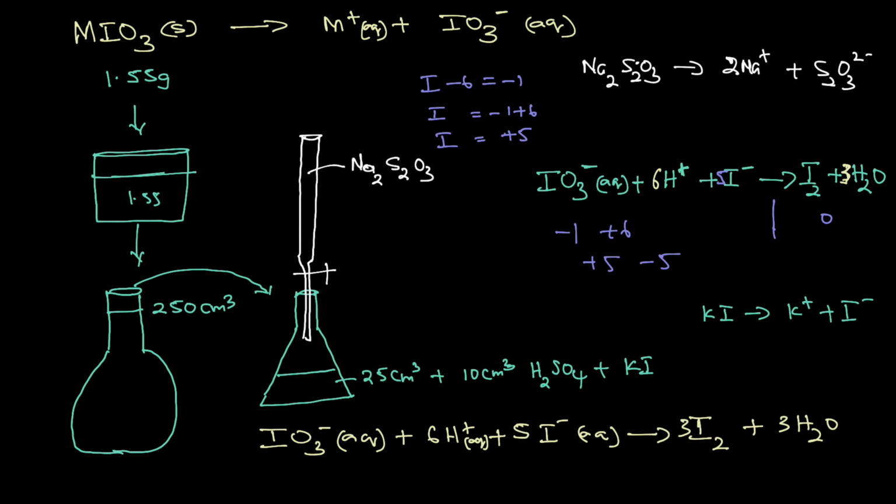Therefore, the compound we use in this experiment is RbIO3, and it has a relative molecular mass of 260.5 grams per mole.